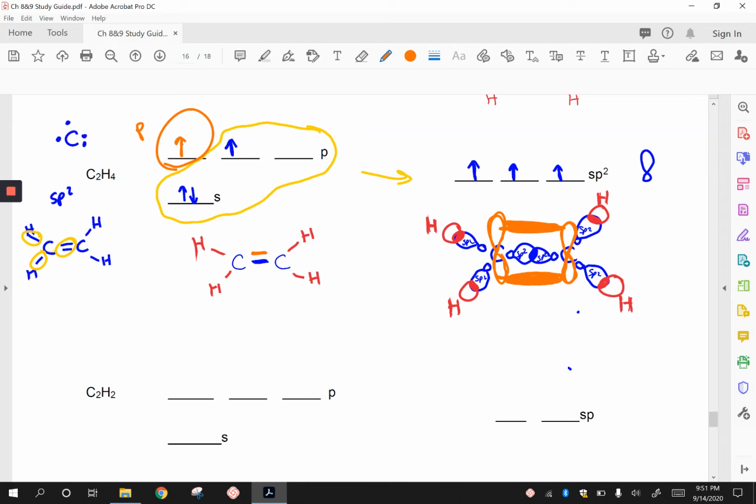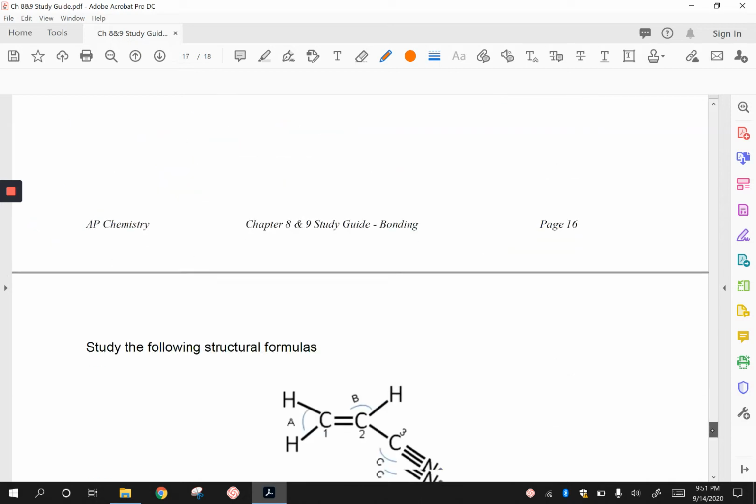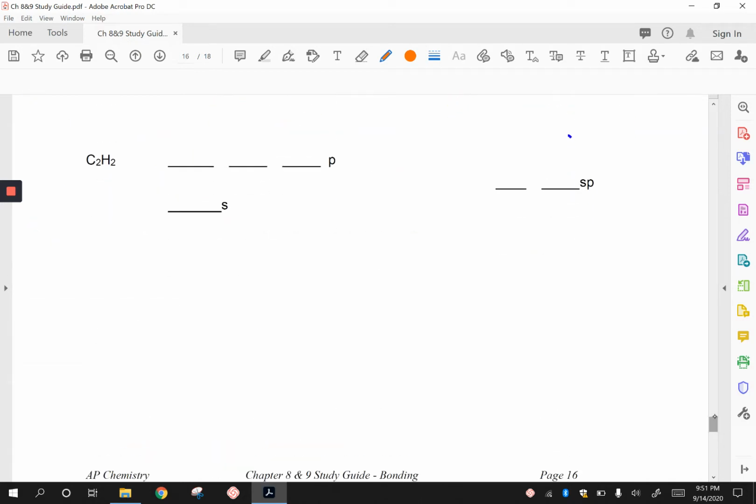Okay, let's look at another one. Let's look at triple bond now. So we have C2H2.